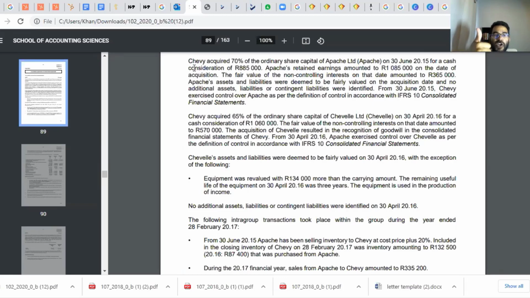We have control from 30th June 2015. That means we have a subsidiary. That means we need to consolidate from that date. They're telling us that we acquired 70%. Remember, that means the parent gets 70% of the profits and the NCI gets 30%.